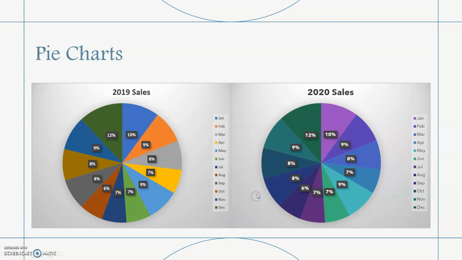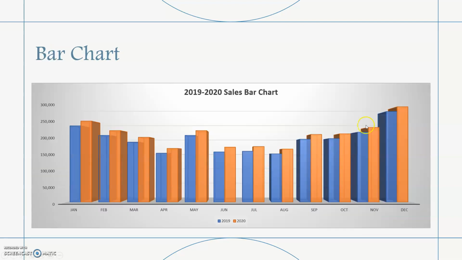All right, and then go to the next slide. So next we have the bar chart, which is another visual representation of the data. This really helps get a visual stack up between 2019 and 2020 sales, all in the same chart here. We have it color coded down here.